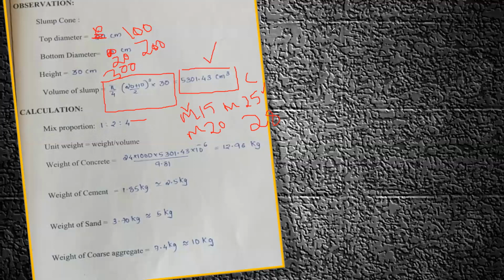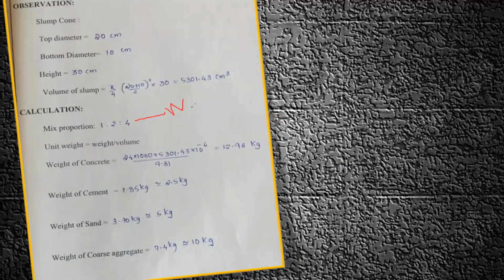So as of now, let us say we have taken a ratio. This 1:2:4 ratio is for M15 grade of concrete. Yeah, this is for M15 grade of concrete. These are called nominal mix. So one part of cement, two parts of fine aggregate, and four parts of coarse aggregate.